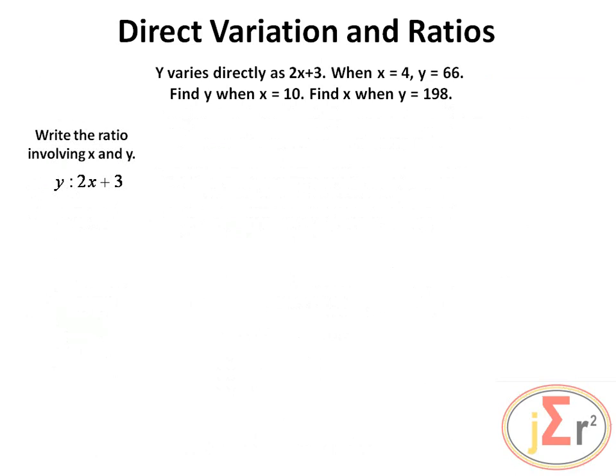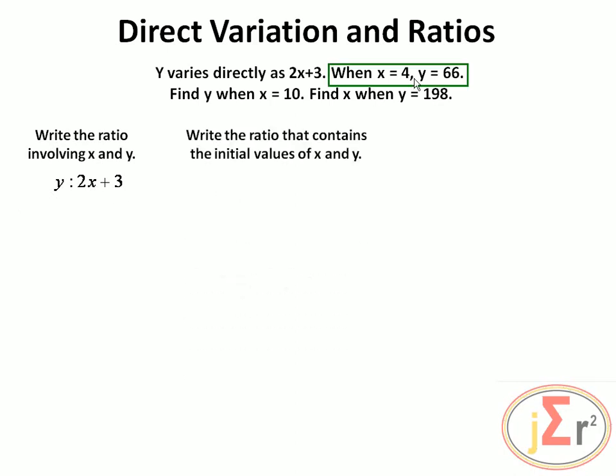That's another of our problems. And what do we do in this case? Y varies directly as 2x plus 3. So we're going to have the ratio y to 2x plus 3. When x is equal to 4, y is equal to 66. So 66 to, of course, 2 times 4 plus 3. We have substituted the value of 4 in this expression, 2x plus 3, so we cause x to be equal to 4 in this expression. And that's our initial one.